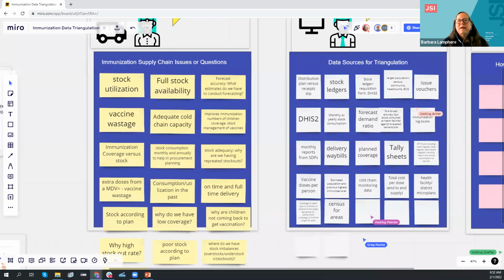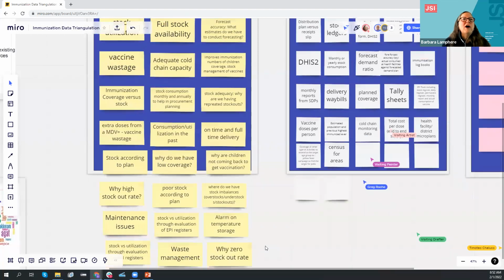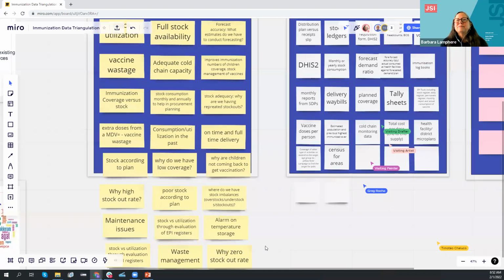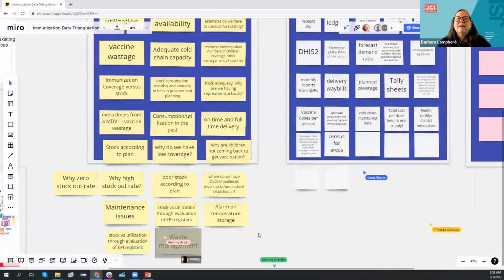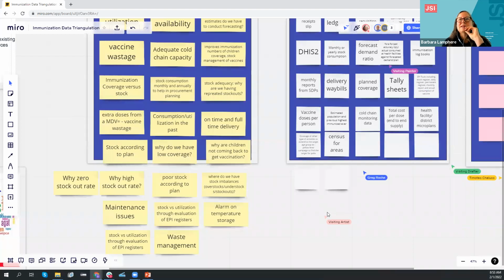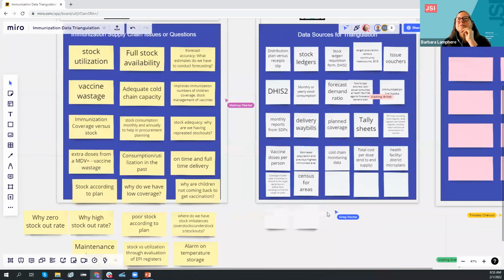Let's see if there are any other ones that we particularly want to look at here. Why high stock out rates? Why zero stock out rate? Those are interesting comparisons. If you want to know why there's a high stock out rate or why there's a zero stock out rate, we're going to be looking at stock ledgers. What else could we look at when we're looking at stock out rates? What are some of the data items we would want to triangulate for stock outs to try to figure out stock outs? Any panelists want to comment on addressing stock outs?